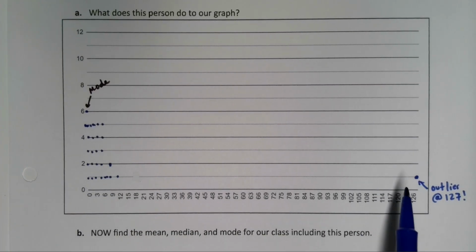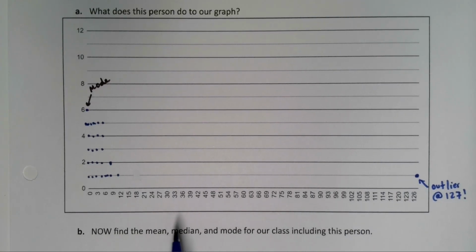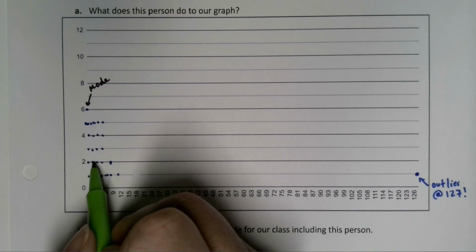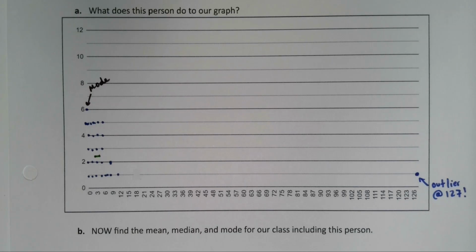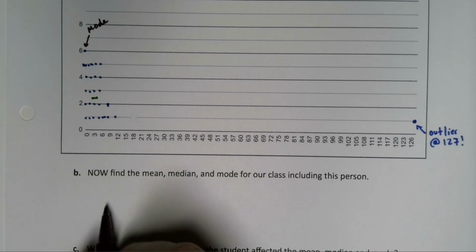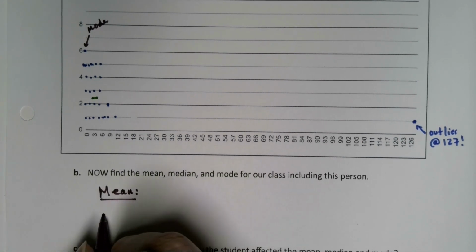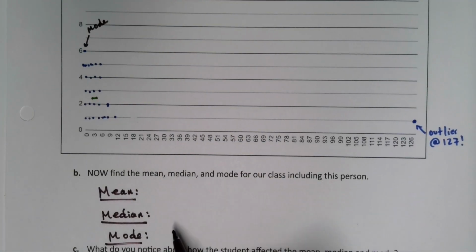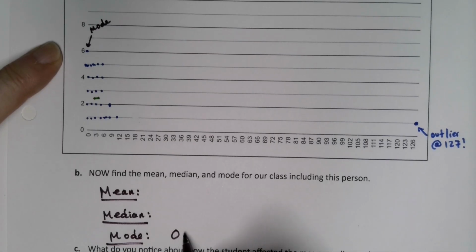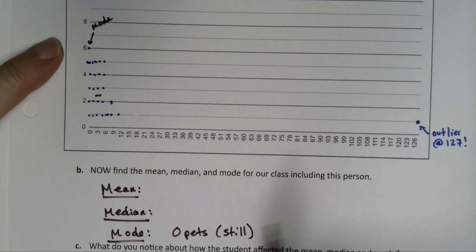So what happens when this person gets added to our group? What will happen now to our mean, our median, and our mode? Well, let's look at it. The median used to be an empty space in between 2's. It used to be here. The median is easy to figure out, and the mode is easy to figure out. The mode is still 0, because the height of the bar hasn't changed. This one outlier does not affect it at all.